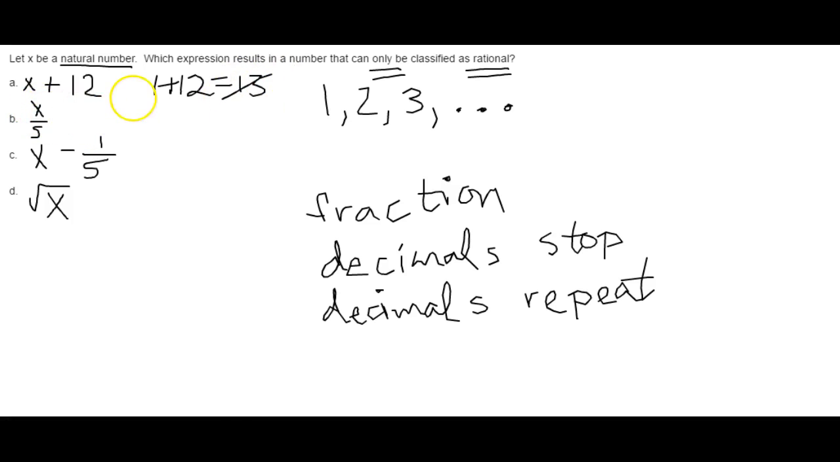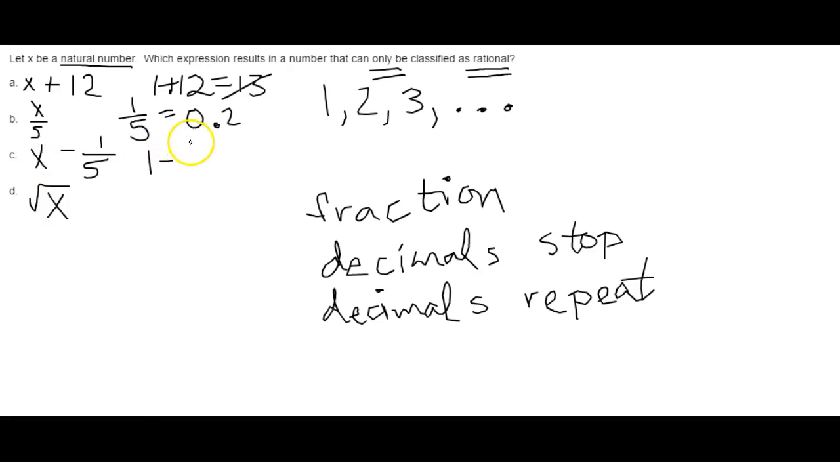So let's check the next one. If we plug in 1 for x here, we get 1 over 5, which is a fraction. If we plug it into a calculator, we get the decimal 0.2. So this looks like it could be our answer. It's only rational. It's not an integer, not a whole number, not a natural number. But it's always good to check every single one of your answer choices, just to make sure they're not trying to kind of trick you. So let's try C.